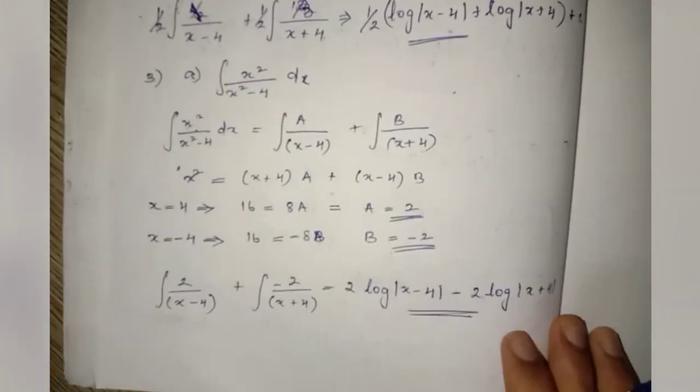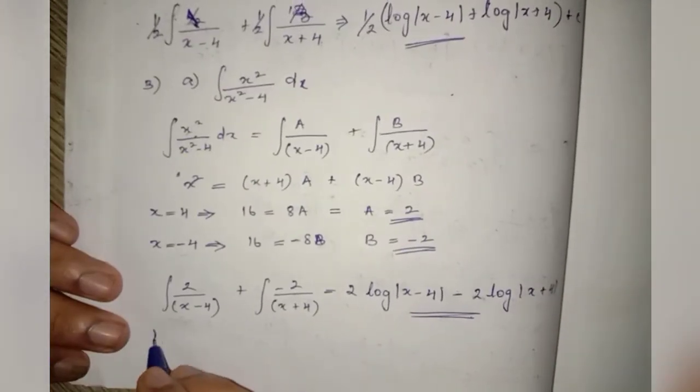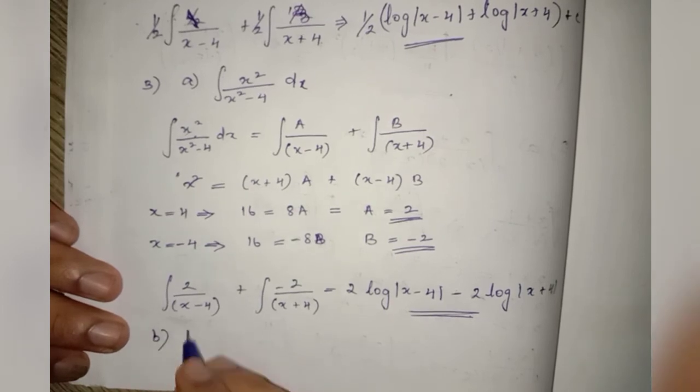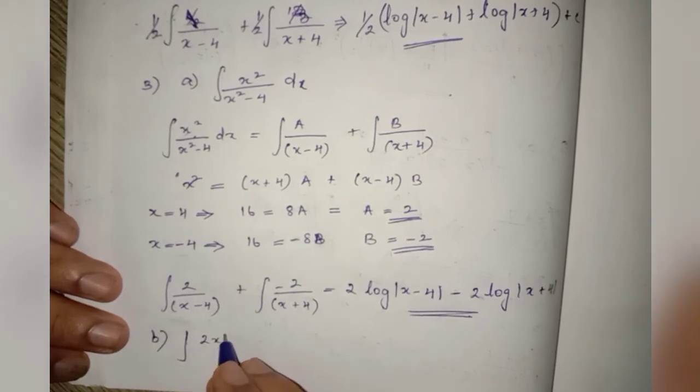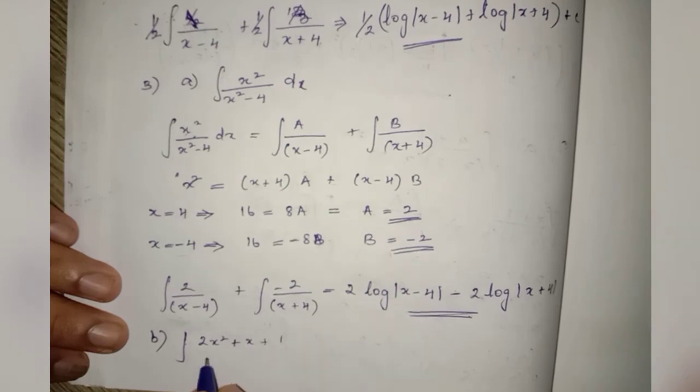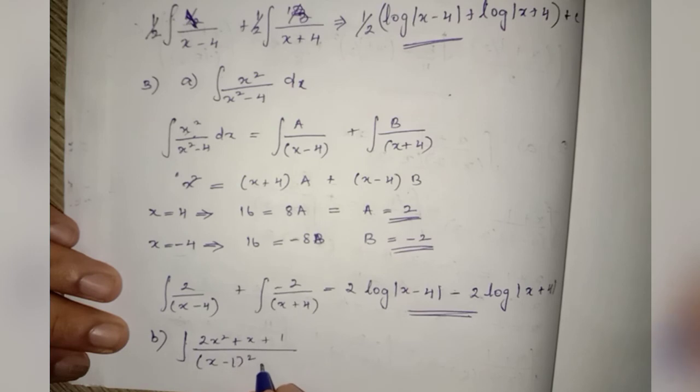Now let us move to the B question, which is integral 2x squared plus x plus 1 by x minus 1 squared into x minus 2 into x plus 2 dx.